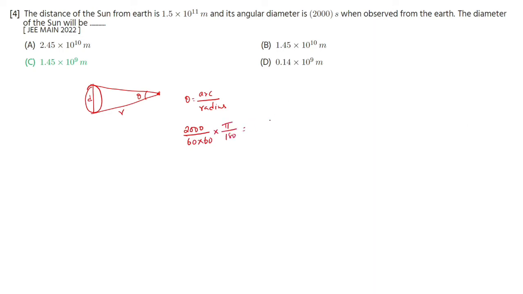So that is equal to what? Arc value is D. What is the radius? It is given as 1.5 into 10 power 11. So now if you simplify, you will get the value for D. Okay, the diameter of the sun is 1.45 into 10 power 9.